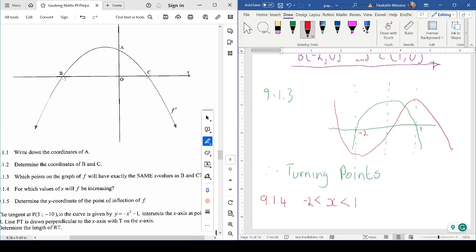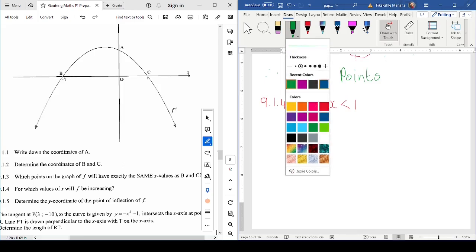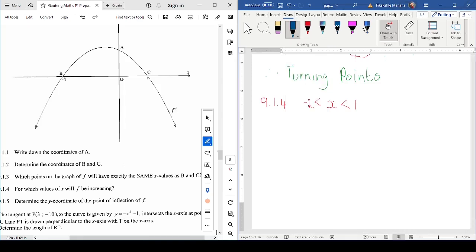Okay, and then the last question says determine the y coordinate of the point of inflection of f. Now, when it comes to the point of inflection, let's just write it down first, 9.1.5.